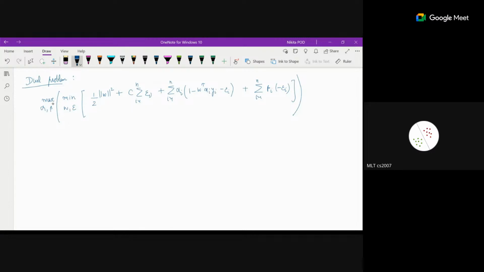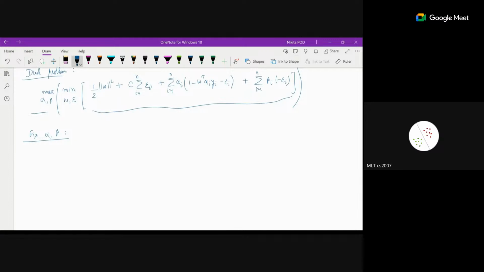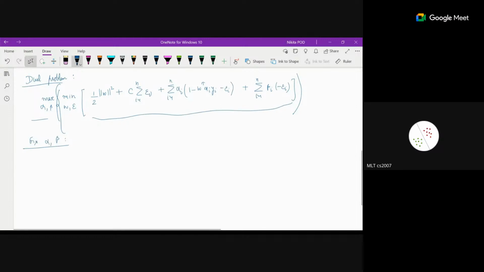So inside we want to minimize this objective. Now, this is my objective. We want to minimize this with respect to W and epsilon. So we'll basically fix my alpha and beta. Once you fix your alpha and beta, now this is the problem that you want to solve. Okay.